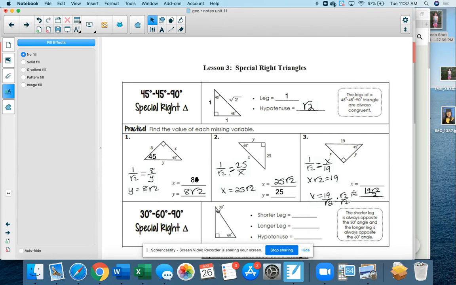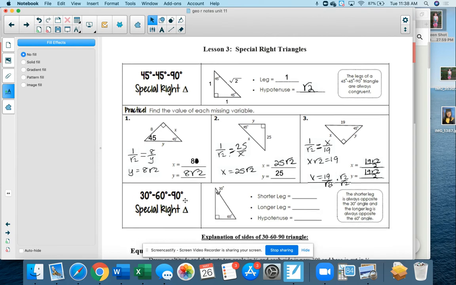Again, 19 times radical 2 is 19 radical 2. Radical 2 times radical 2 is radical 4, which equals 2. And you don't have to do it for x and y. You just have to do one of them because we know that those sides are congruent to each other. All right, so this is the rule up here. The legs are both 1. The hypotenuse is 1 radical 2. But if it does not fall into that nice format, you're just setting up a proportion.